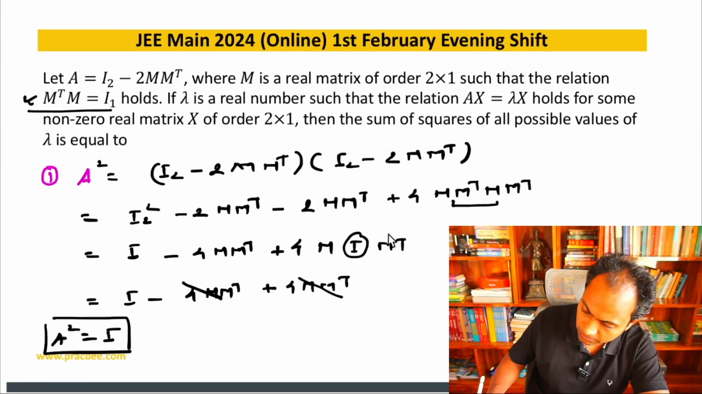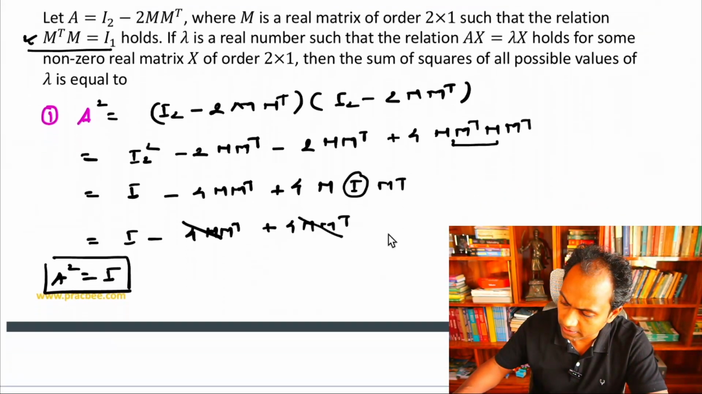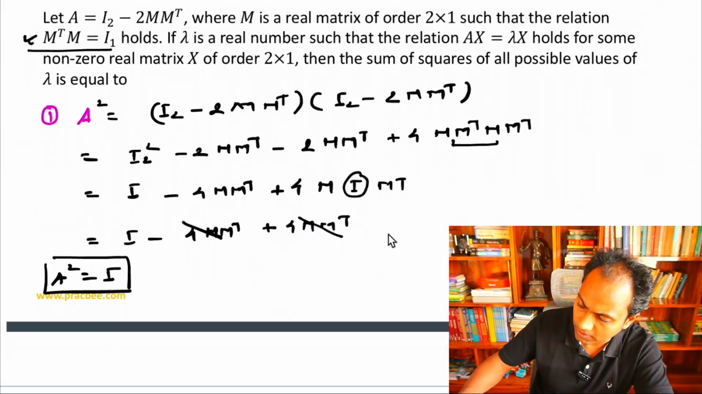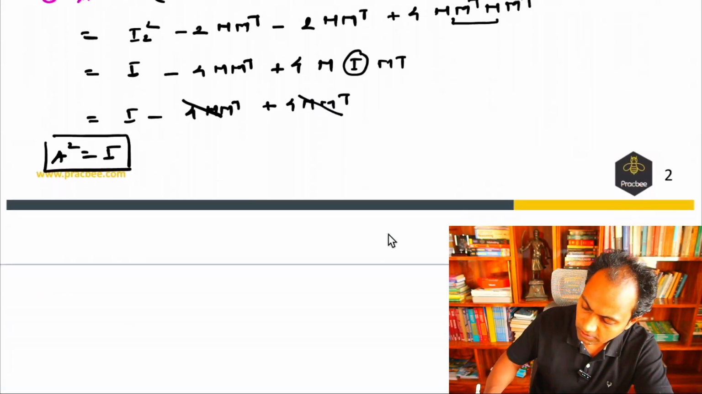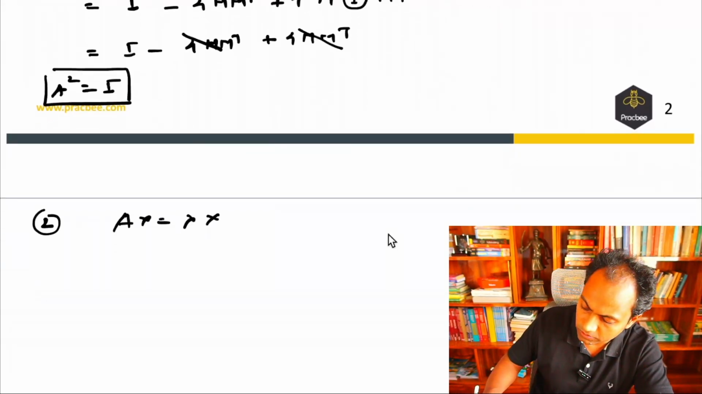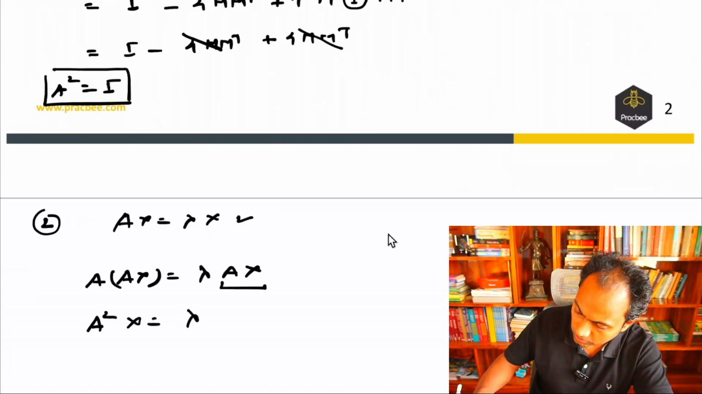This is very important, because once you have got this, we will use this idea to solve the next part. If I go to the next part, it says that AX is equal to lambda X. So let us go into this AX is equal to lambda X part. Now what we can do is pre-multiply A on both the sides. So A into AX will be nothing but lambda times AX. Now you can see that here we were able to generate A square as a result of this. This part we already know is equal to lambda X.